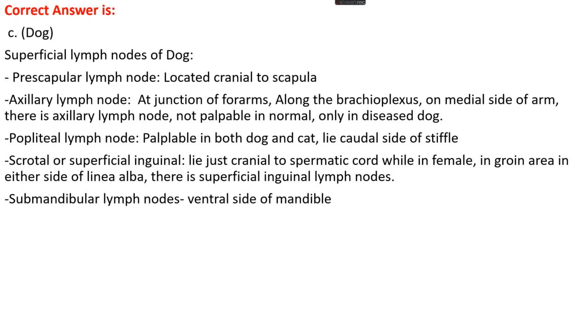Popliteal lymph nodes, which are palpable in both dog and cat, lie on the caudal side of the stifle joint. The scrotal or superficial inguinal lymph node lies just cranial to the spermatic cord in the male, while in the female it is in the groin area on either side of the linea alba. This is the superficial inguinal lymph node. The submandibular lymph nodes lie on the ventral side of the mandible.